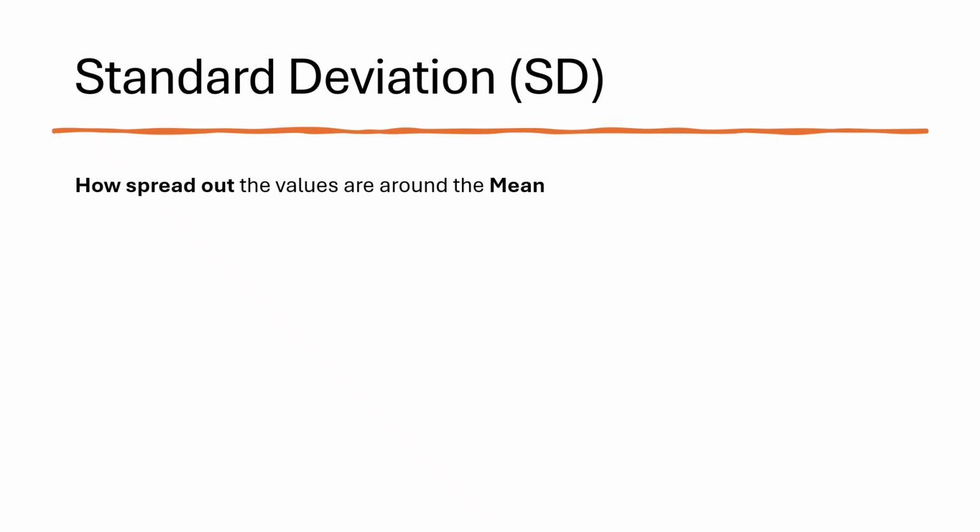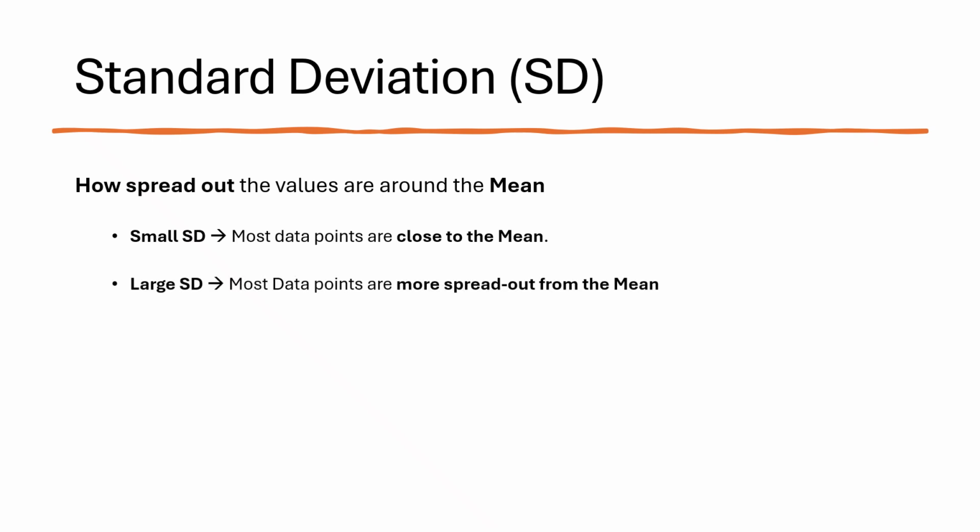Standard deviation is a measure of how spread out the values are around the mean. If it is small, it means that most of the data points in that variable are close to the mean. And if it is large, it means that most data points are more spread out from the mean. Or in other words, it is a technique to standardize the deviation of all the values in a variable from the mean.